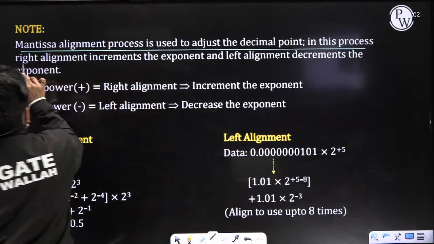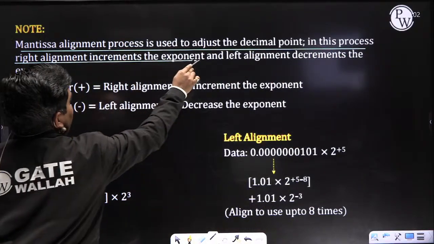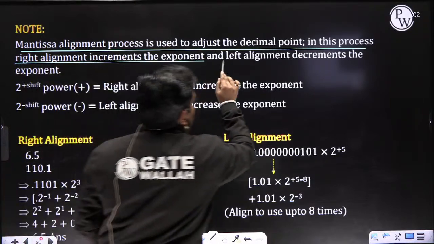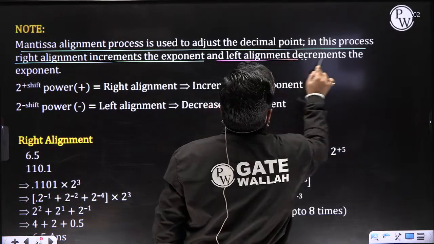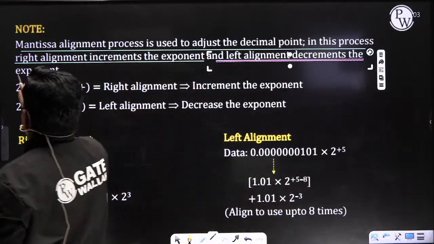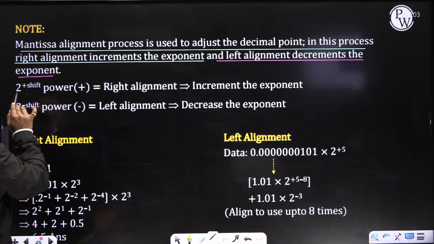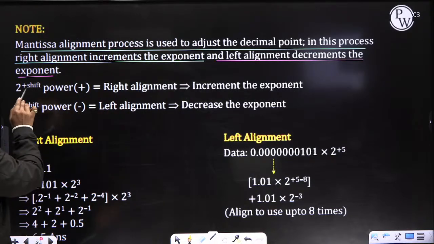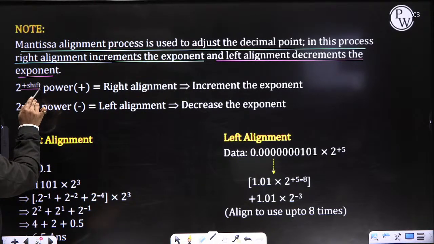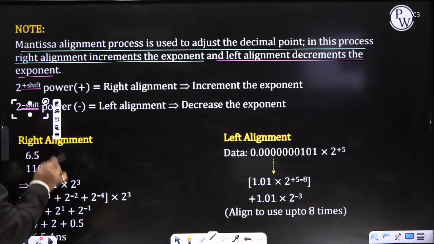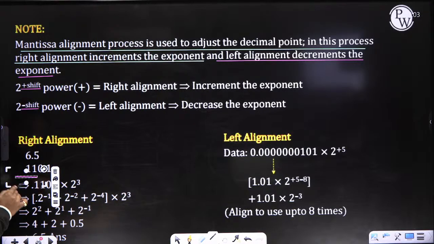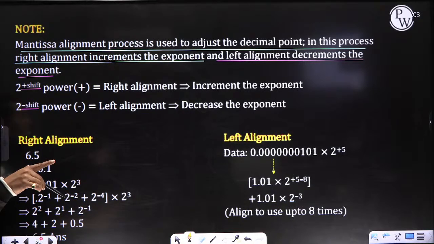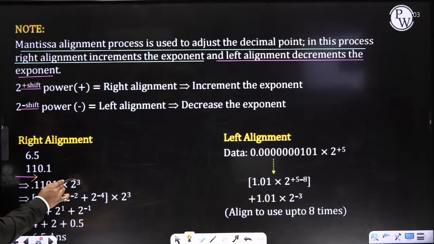In this, right alignment increments the exponent, and left alignment decrements the exponent. Clear? When you shift right, you will get the plus. When you shift left, you will get the minus. Like I am telling here, when you shift right, my dear, you will get a positive exponent.